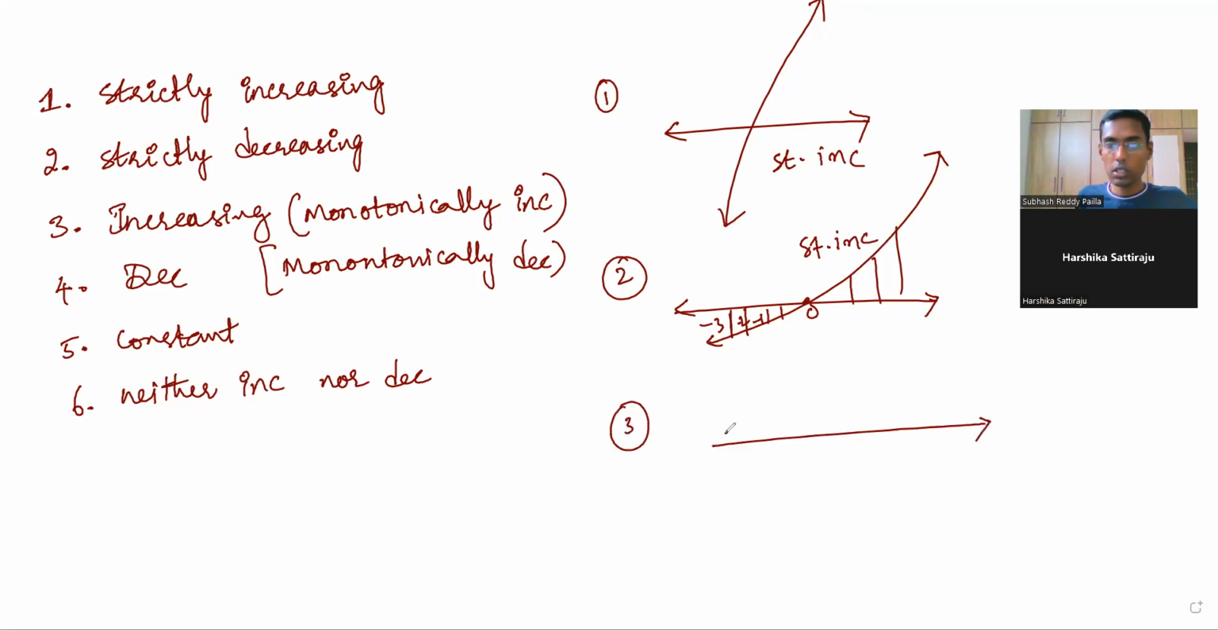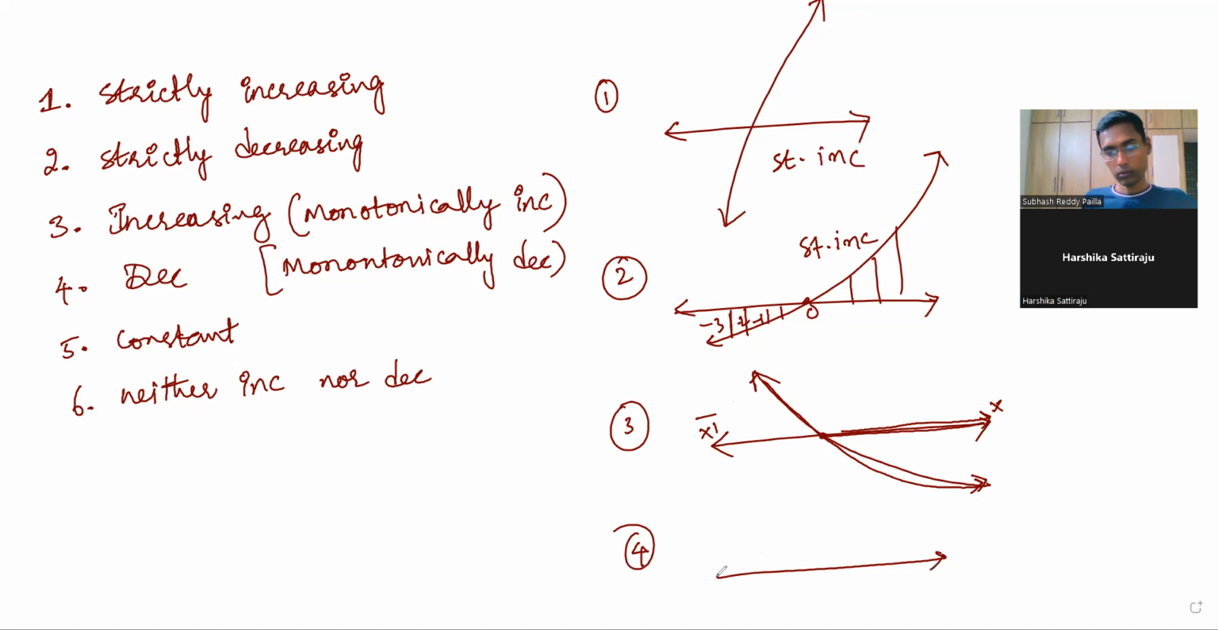Now you see, what is this? This is strictly decreasing. You have to check from negative to positive on the x-axis. So as x is increasing, this is decreasing. Like this also it can be.